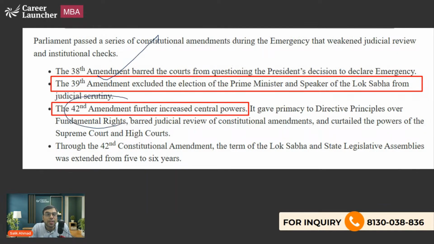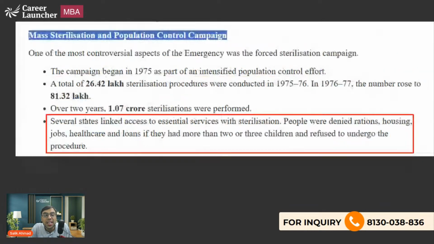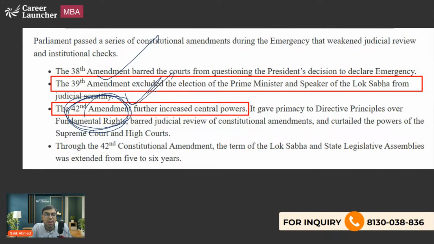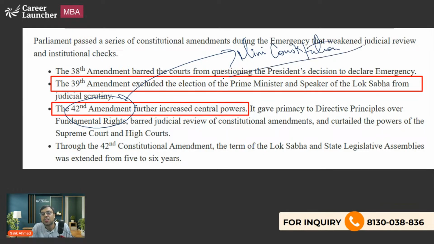Now, this one is very famous, 42nd Amendment. Actually, it gave a lot of power. Under 42nd Amendment 1976, it gave a lot of power. It brought a lot of changes, and that is why I'm sure you must have heard 42nd Amendment is called the mini constitution, because it changed a lot of things. Huge changes were done in one amendment. That is what you should be knowing.